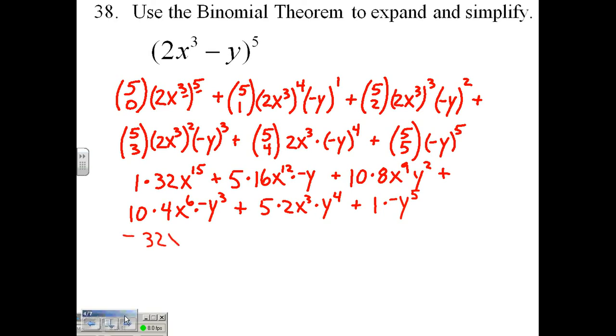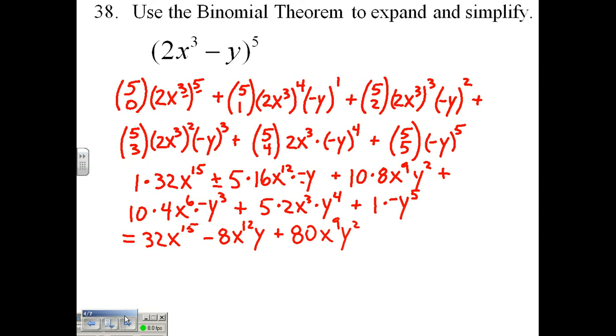32x to the 15th. My next term, I've got a plus, but ultimately times a minus, is going to be minus 5 times 16, 80, x to the 12th, and a single y. My next term, plus 10 times 8, another 80. This time, x to the ninth, y to the second.